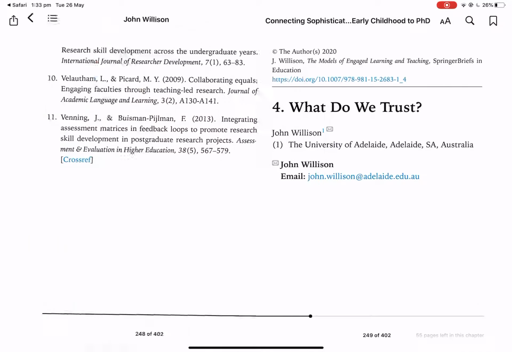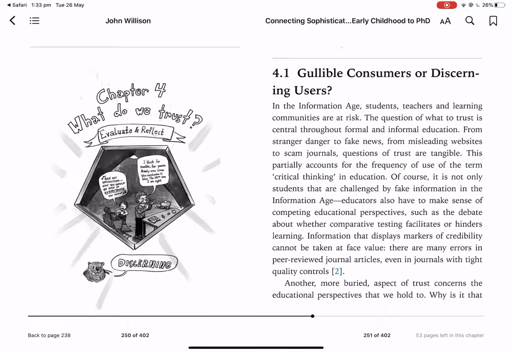Chapter 4, the question there is, what do we trust? So we've got this information and we're arranging it, but really, is it believable at all? And normally this comes third, and the question of how do we arrange comes fourth.